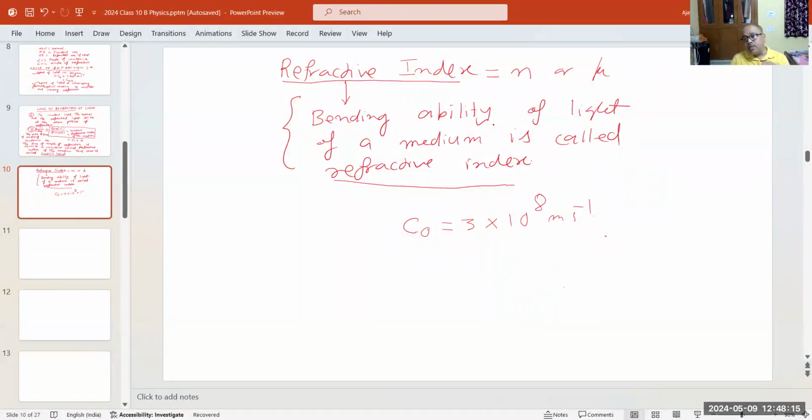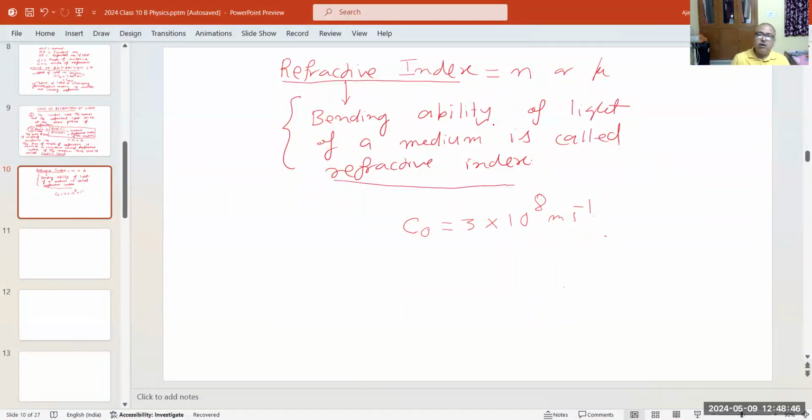Whenever there is any change in the speed of light in a particular medium, due to that change the light will bend. If light is entering into water, the speed will decrease, so the light will bend. When light enters any other medium, there will also be a change of speed of light, and accordingly the light will bend.